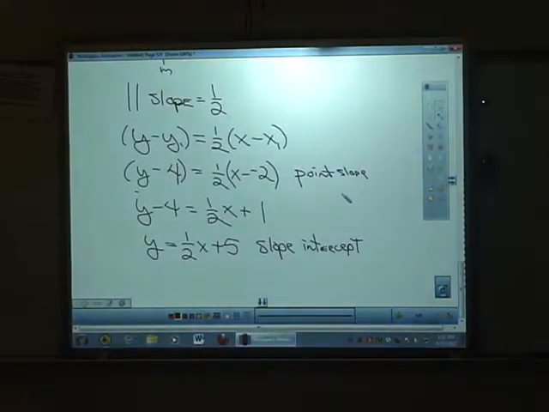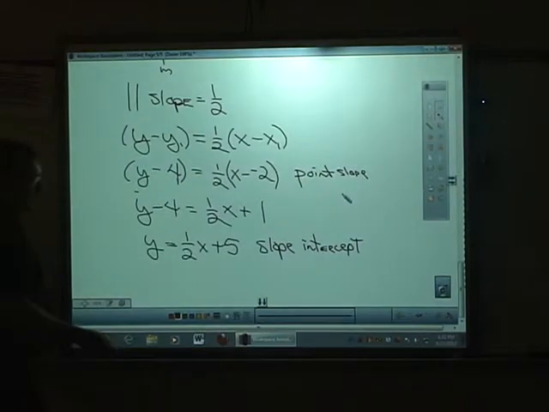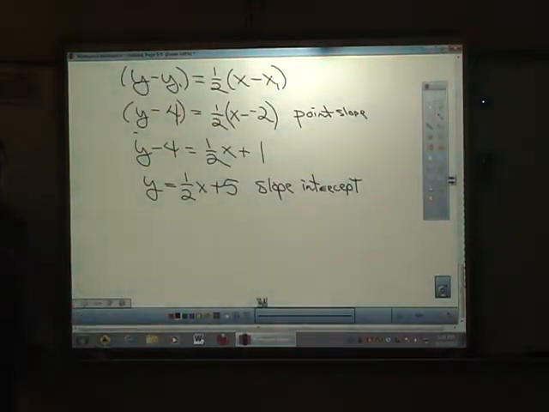I know what you're saying. You're saying, but Mr. Berzins, we said we were going to do parallel and perpendicular. Don't worry. So let's say I want to do perpendicular lines.